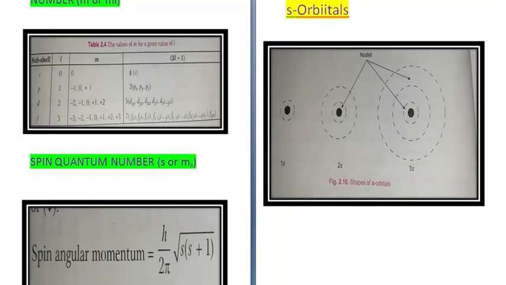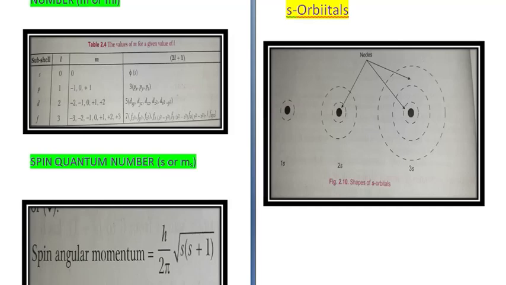Now spin quantum number is designated by the letter s or ms. The magnetic spin quantum number describes the direction of the spin of the electron. Now spin can have only 2 directions. Either it can move in clockwise direction or it can move in anti-clockwise. For a given value of m, only 2 values of spin quantum number are possible, plus half or minus half.